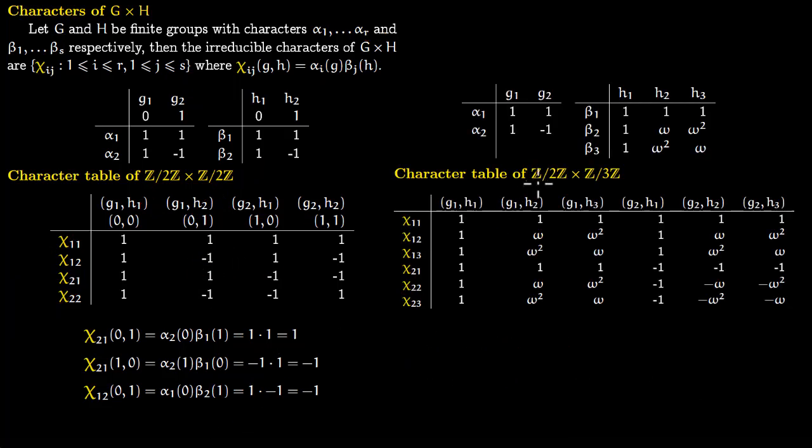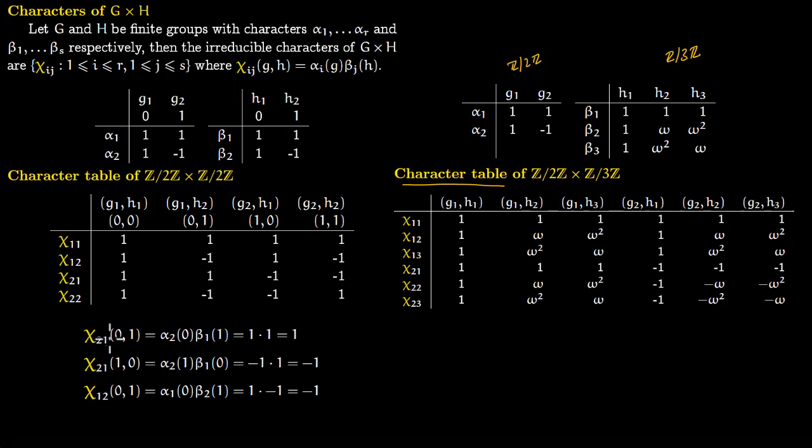Now we record the character table of the cyclic group of order 2, Z/2Z, and then the cyclic group of order 3. The character table is given like this. This we have seen before. So this is for order 2. Now we want to find the product here and its character table.